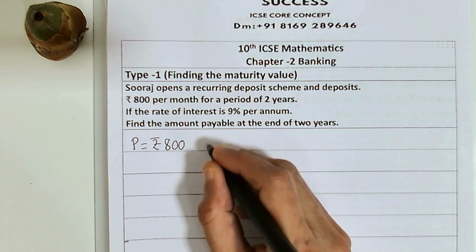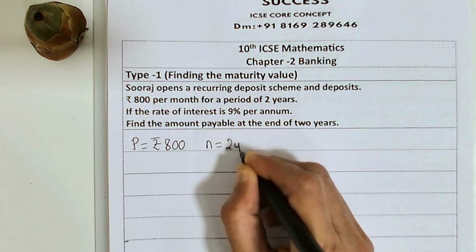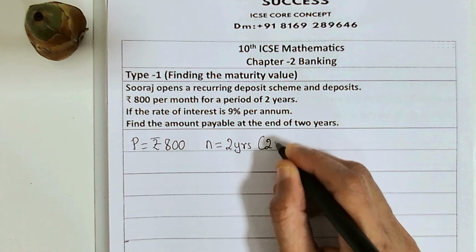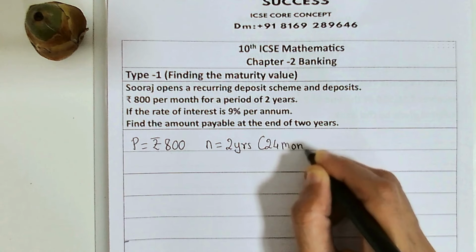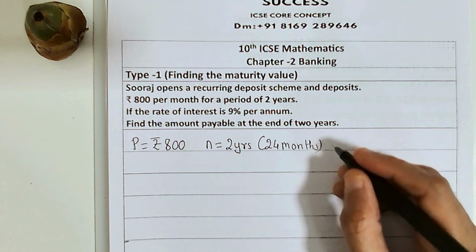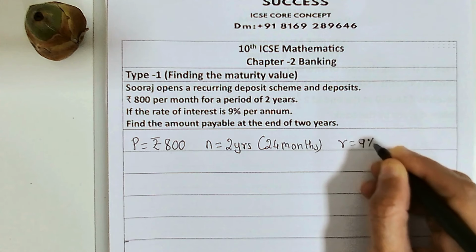For how much time? So, time is n, that is 2 years. Normally we follow monthly basis, so convert year into month. So 24 months. If the rate of interest is 9% per annum, which the bank is giving to Suraj, so 9%.